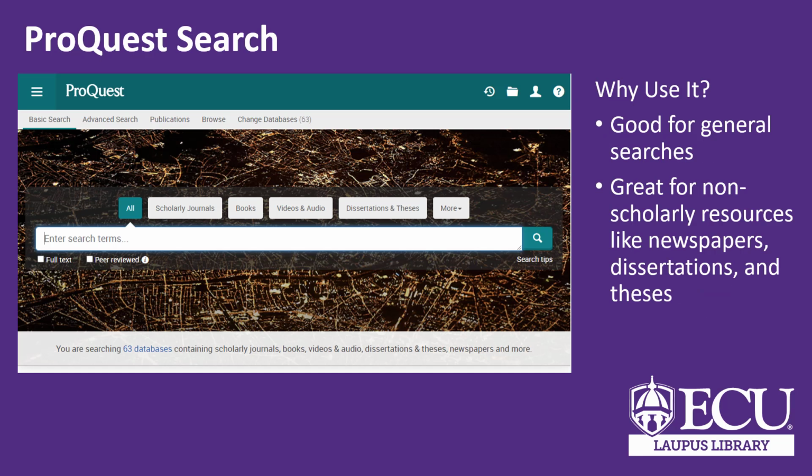Use ProQuest Search for general research inquiries. Through ProQuest, we have access to many individual databases ranging from business to health sciences to education, and many others. ProQuest is also an excellent resource for non-scholarly results such as newspapers, dissertations, and theses. Although most assignments will require you primarily to include scholarly resources, sometimes non-scholarly resources, such as dissertations and theses, can be a wealth of information, particularly on tool assessments.